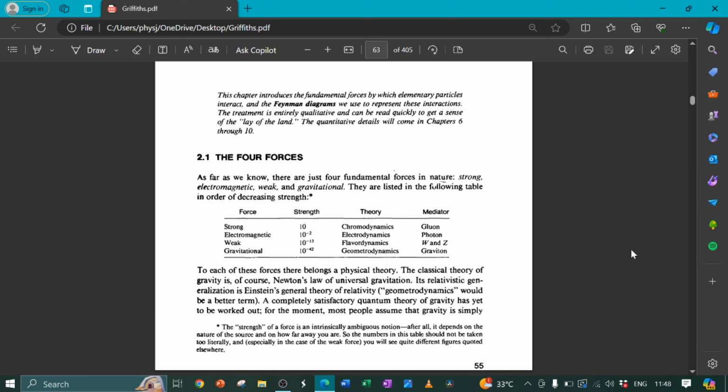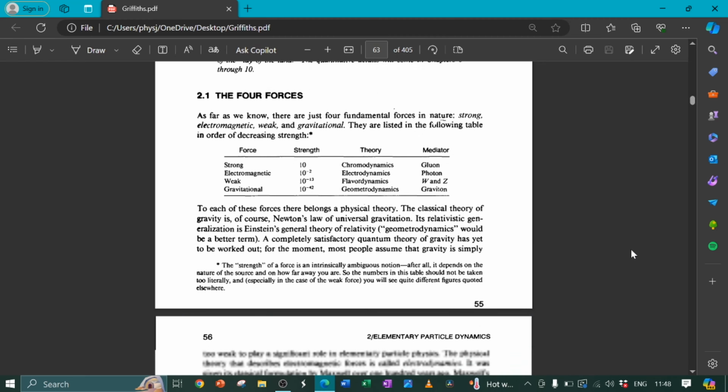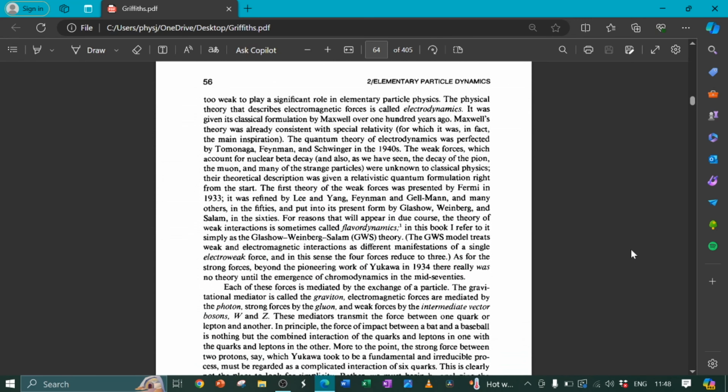The classical theory of gravity is, of course, Newton's law of universal gravitation. Its relativistic generalization is Einstein's general theory of relativity. Geometrodynamics would be a better term. A completely satisfactory quantum theory of gravity has yet to be worked out. For the moment, most people assume that gravity is simply too weak to play a significant role in elementary particle physics.